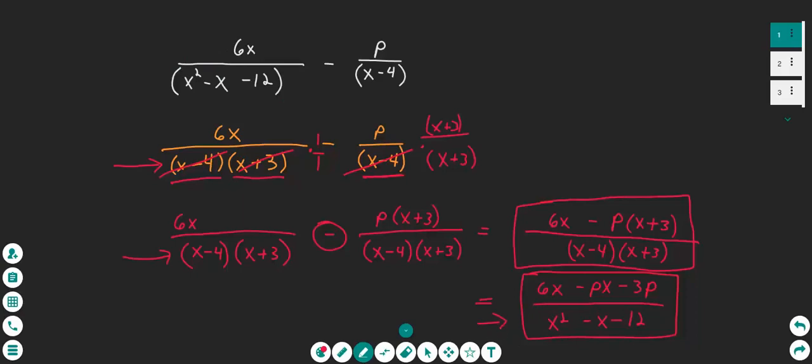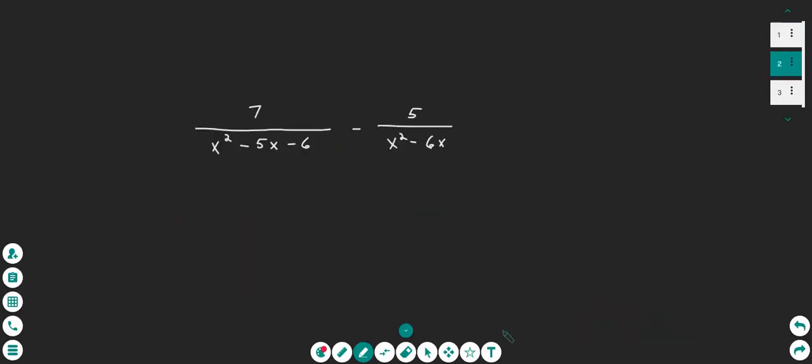Okay? All right, so let's try another one here. You can see this is pretty much review. It's just factoring the denominator before you find the common denominator. So go ahead and try this one on your own. And then when you're done, unpause the video and we'll try it together.